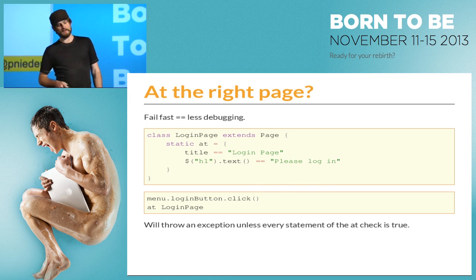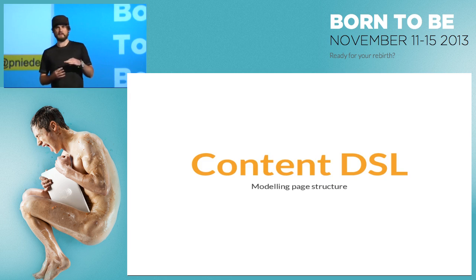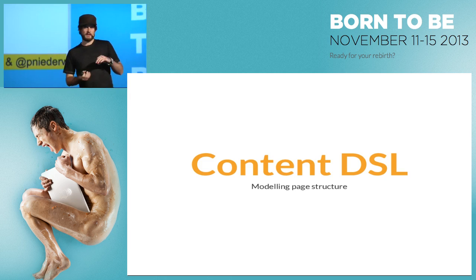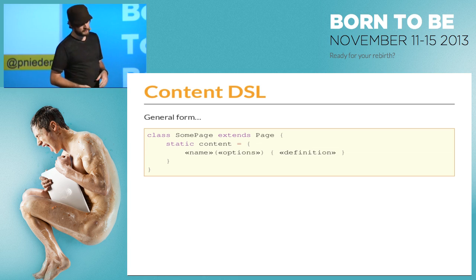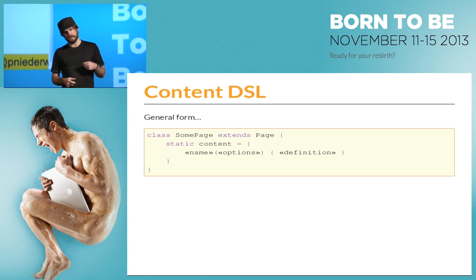Does the H1 have this value? The whole idea here is to fail fast. So instead of getting some obscure message because I tried to get some value off the page and it wasn't what I expected, I'll get a message saying that, hey, you're at the wrong page. The content DSL is the third part of those static properties.